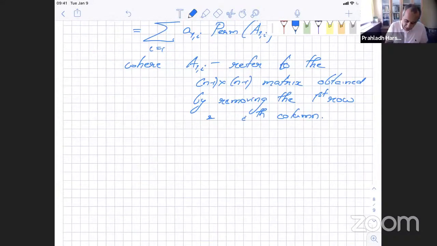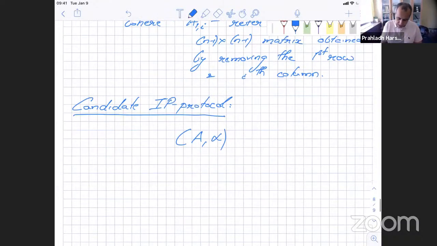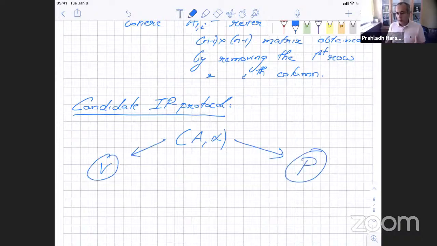So we are now going to come up with a candidate IP protocol using this downward self-reducibility feature of the permanent. So I'm just going to give A and alpha. F and N are fixed. So there's the verifier, there's the prover. They both get A and alpha as inputs, and the prover wants to convince the verifier that the permanent of this matrix A is actually equal to alpha. He wants to have a short conversation.